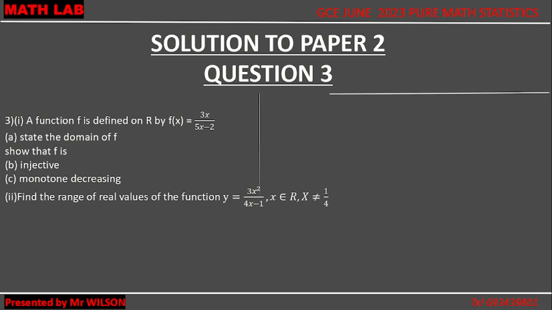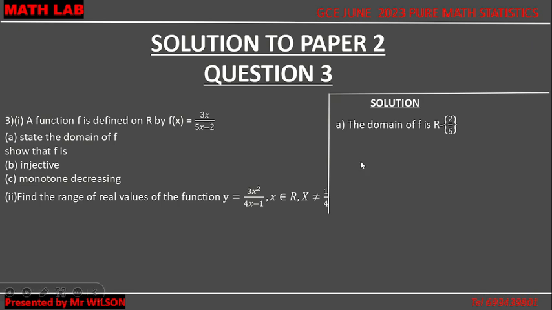Okay, I just start with the first part. We have a function defined on R where f of x equals 3x over 5x minus 2. The A part says find the domain. To find the domain of a function, we just need to find the set of values in which the function is valid. So for this function to be valid, you can use all real numbers except 2 over 5, because if you replace x by 2 over 5, the denominator will become 0. So you have 3x over 0, which is undefined.